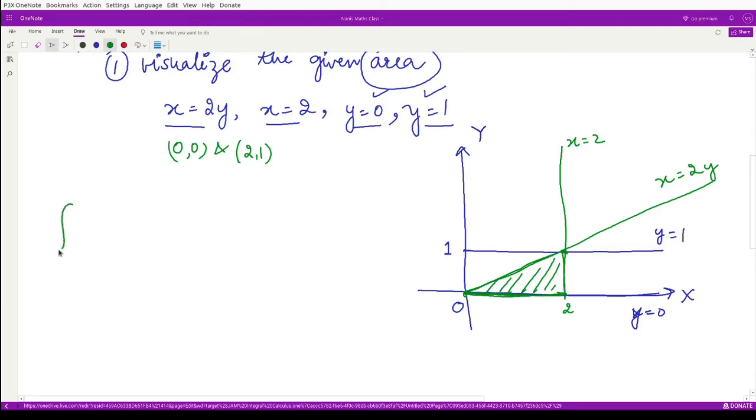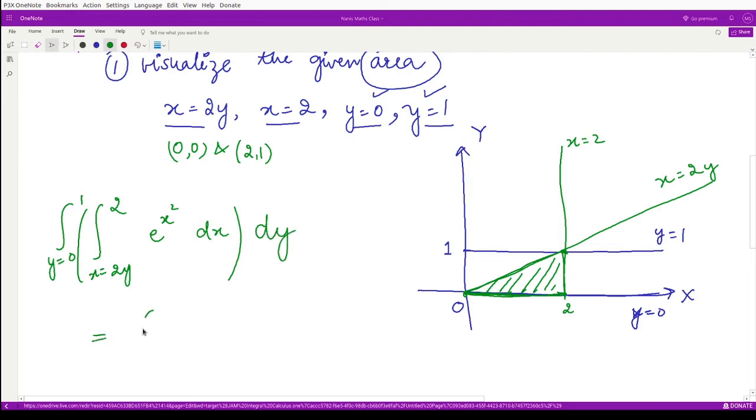So we are to convert the given integral where y varies from 0 to 1 and x varies from 2y to 2 of the function e to the power x square dx and then dy. We wanted to convert this integral into the corresponding integral where we have reversed the order of integration. So that means firstly we'll perform the integration with respect to y, and then with respect to x. So here we will write the limits for y, and here we will write the limits for x.